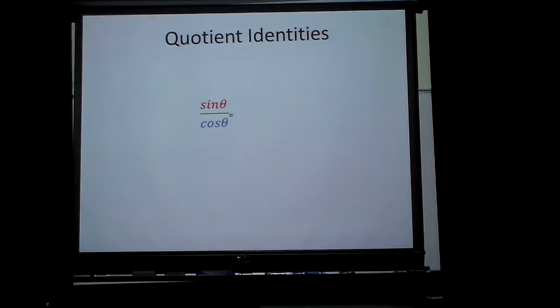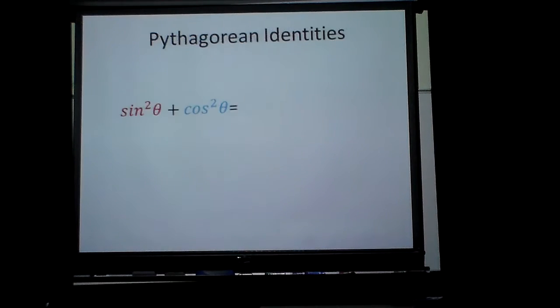The quotient identities. Quotient is just another word for divide. Sine divided by cosine, that's the same as y over x if you look at the unit circle, which makes it a tangent. And then conversely, think about it. If you had cosine over sine, well, that's going to be cotangent because this is just the reciprocal, and isn't that the reciprocal of tangent? So those are the quotient ones.